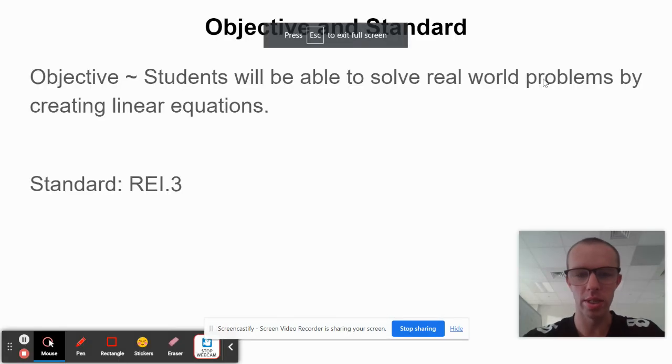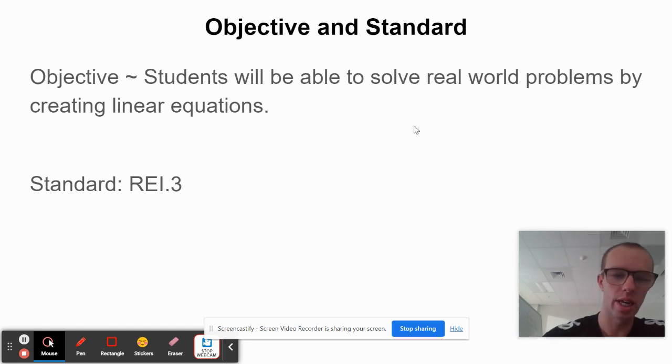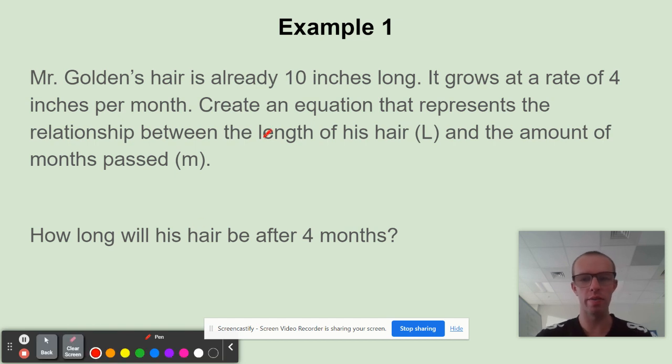All right, y'all, welcome to this video where the objective will be students will be able to solve real-world problems by creating linear equations, which is standard there as well. So we have real-world situations which we can model by creating an equation. And so that equation can let us make predictions about the future or use the equation to figure out more information.